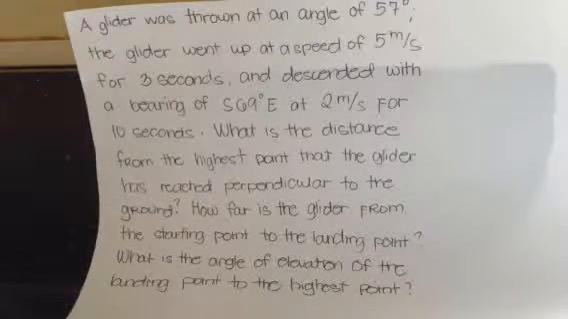The glider went up at a speed of 5 meters per second for 3 seconds and descended with a bearing of south 69 degrees east at 2 meters per second for 10 seconds. What is the distance from the highest point that the glider has reached perpendicular to the ground? How far is the glider from the starting point to the landing point? What is the angle of elevation of the landing point to the highest point?